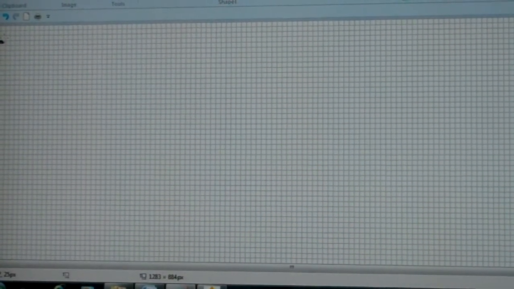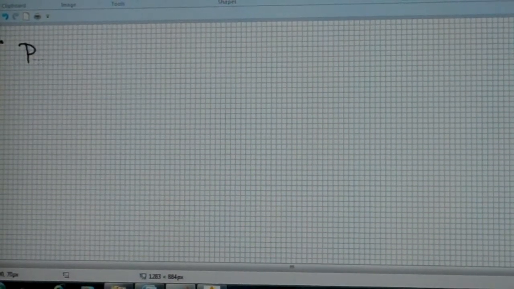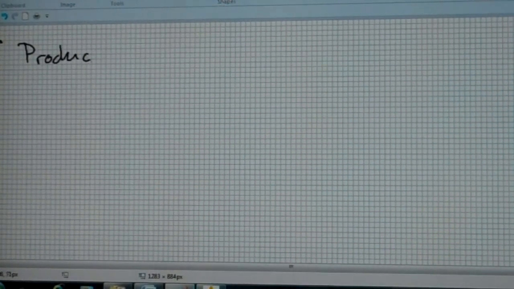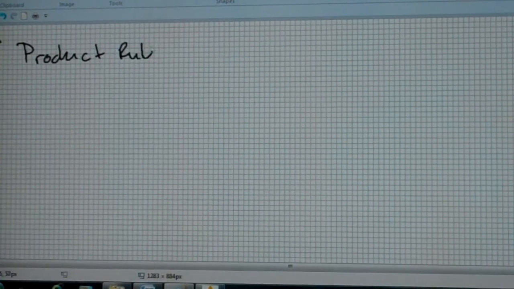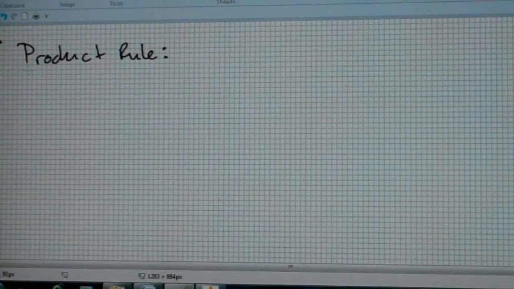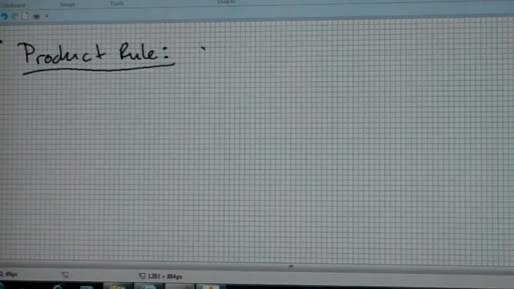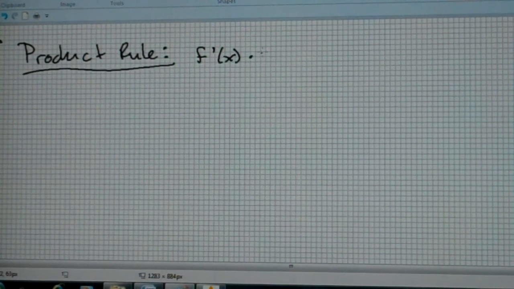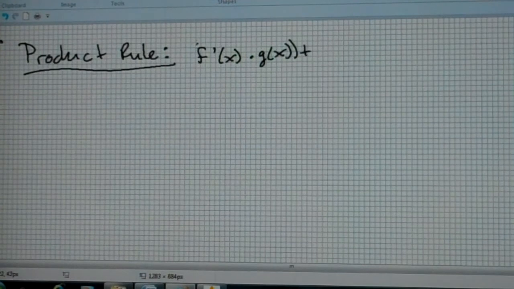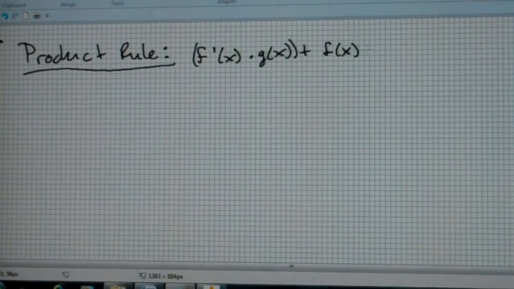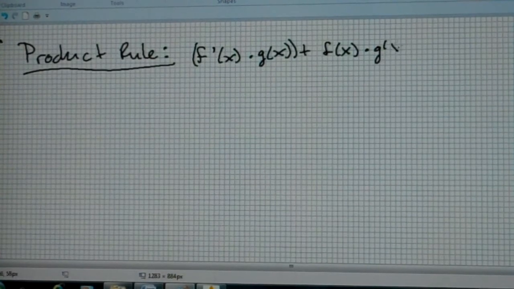Okay, so today we'll be doing derivatives using the product rule and the quotient rule. So the first one, for the product rule, the definition is f prime of x times g of x plus f of x times g prime of x.